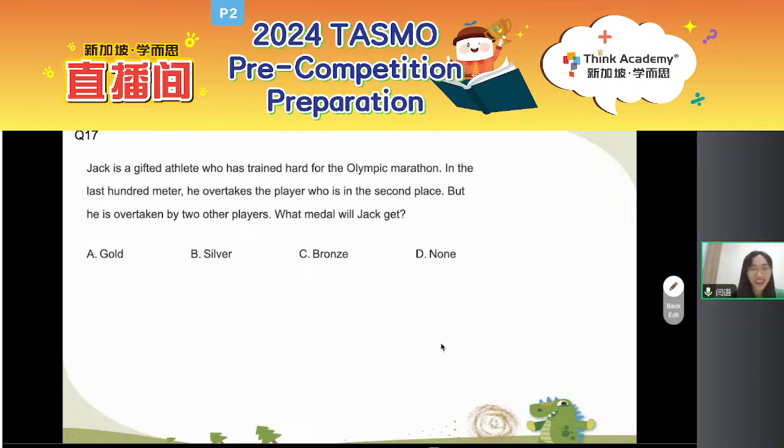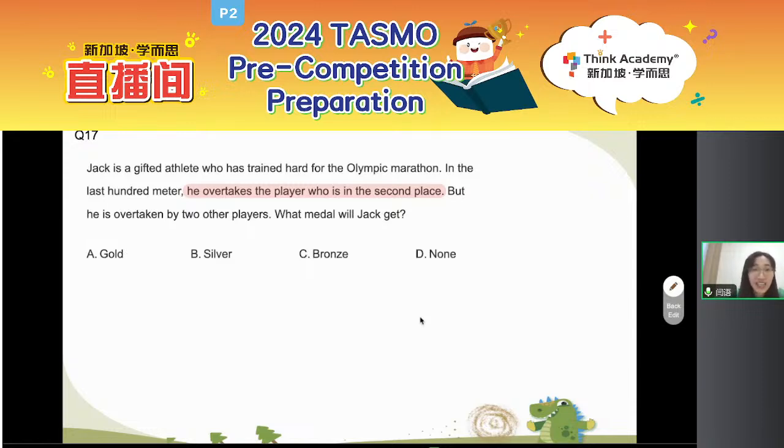A, B, C. Okay, I see different answers. Okay, here, let's have a look. What happened here? Jack is a gifted athlete who has trained hard for the Olympic marathon. In the last 100 meters, he overtakes the player who is in the second place. Okay, so here, everyone, what is the meaning of this sentence?